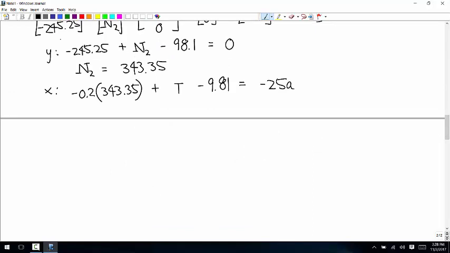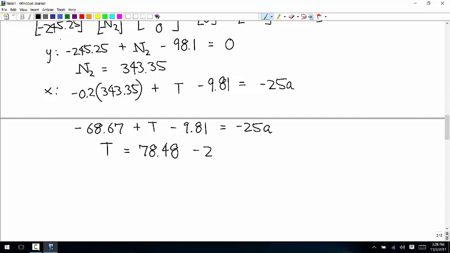So that says negative 68.67 plus T minus 9.81 is equal to negative 25a. And so T is equal to, I think that's 78.48 minus 25a.